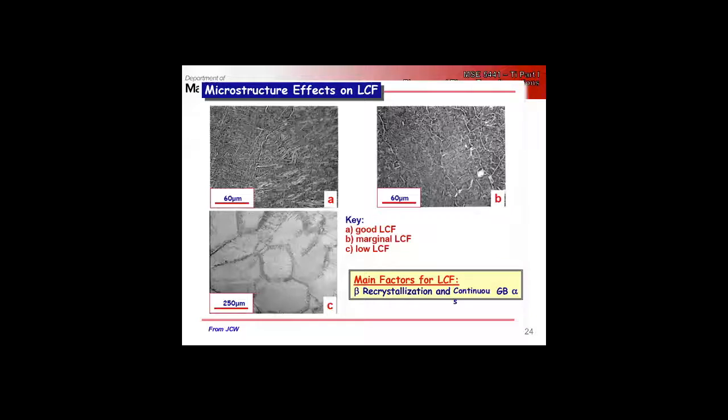So if we think about low cycle fatigue, the main factors that are going to go into there are the beta recrystallization in the presence of continuous grain boundary alpha films. The grain boundary alpha films give you a nice short circuit path. So large prior beta grains are bad for low cycle fatigue. The recrystallized equiaxed small beta grains are going to be much better.